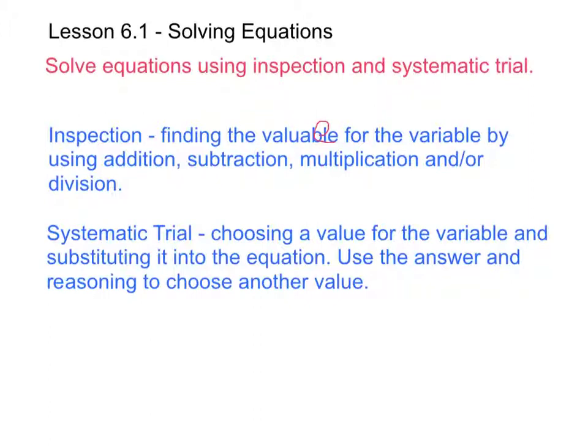And systematic trial is a little bit like guess and check, where you're choosing a value for the variable, substituting it into the equation, and then you're using your answer and reasoning to kind of choose another value until you solve it successfully. And we're going to go through some examples of both of those methods and what they would look like.